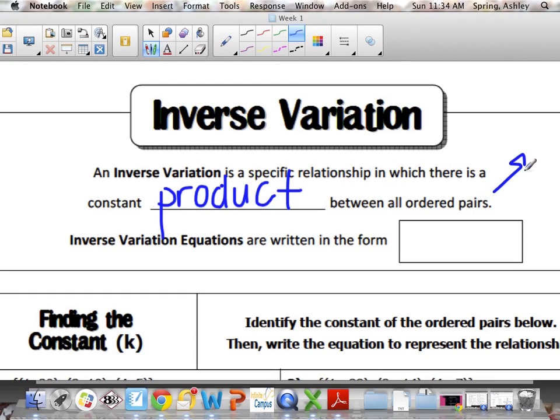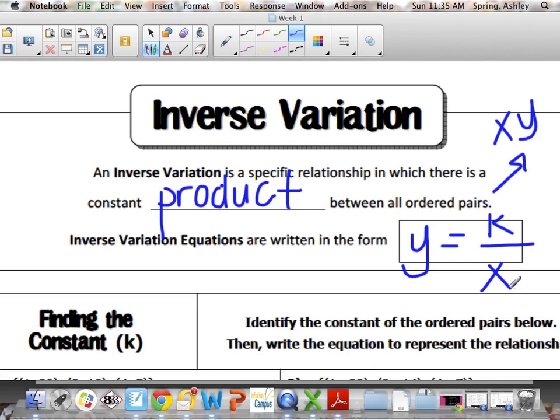The product that we're really taking a look at in terms of an ordered pair is x times y. So we're looking at the x value and the y value, and we're noticing that when you multiply them together, they will always have the same product. The equation for inverse variation looks a little bit different than the direct variation equation.